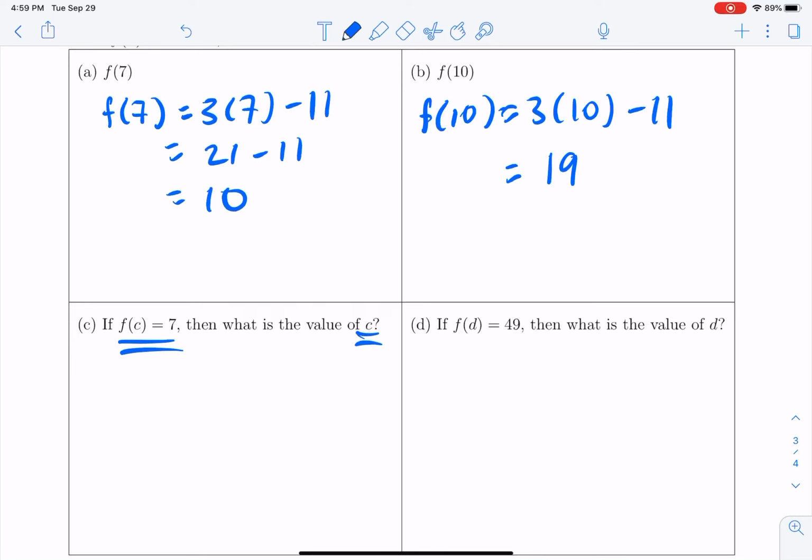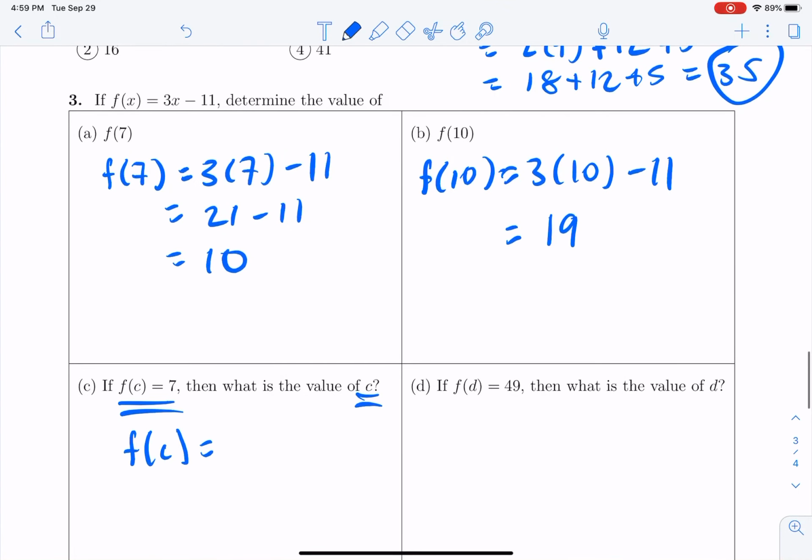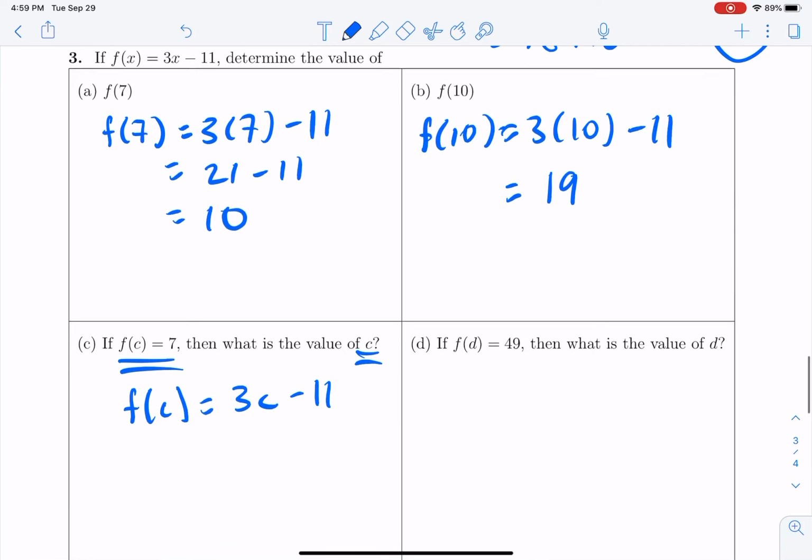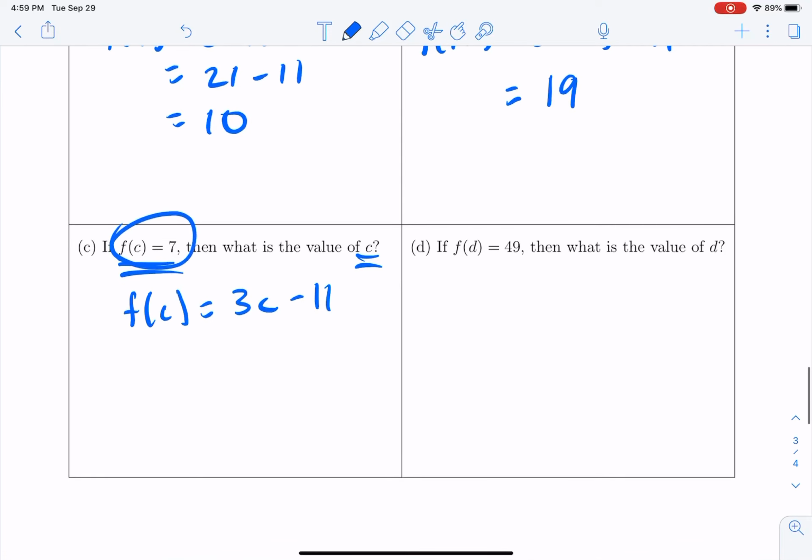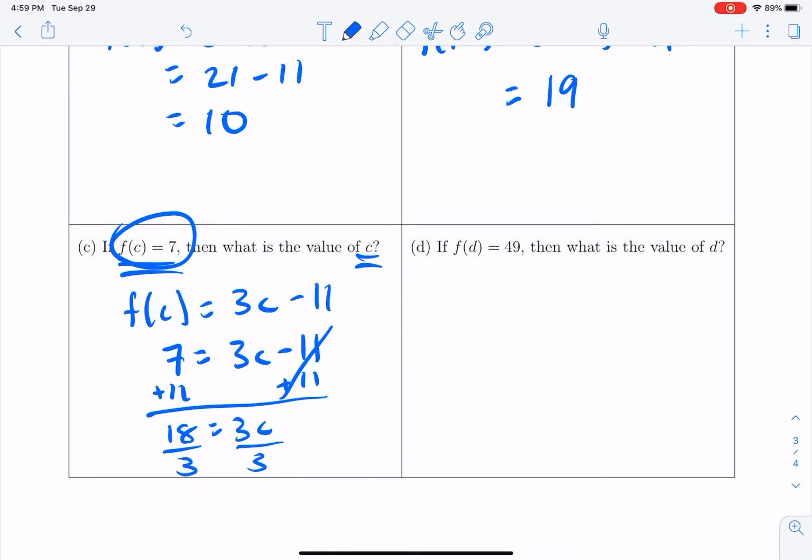Okay, this one's a little bit different. So I'm replacing x first with c. f of c equals 3 times c minus 11. Okay, I know what f of c is. It's 7. So 7 equals 3c minus 11. Let's add 11 to both sides. I'm going to get 18 equals 3c. Divide by 3 to solve for c. c equals 6.